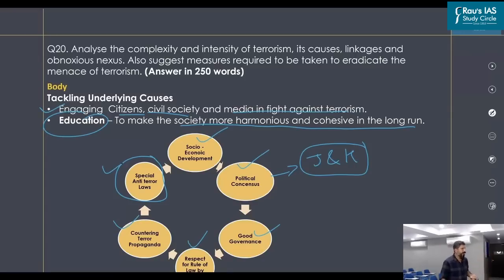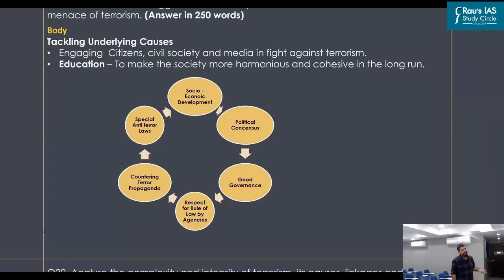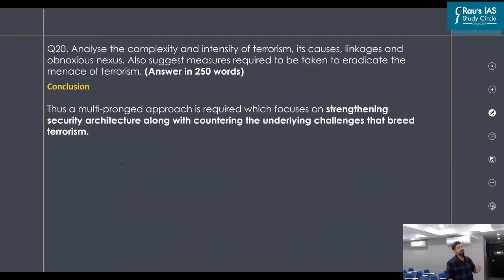Okay. Next part, of course, is the conclusion, where we have handled all the issues, causes, linkages, and finally the measures. We can say that a multi-pronged approach is required, which focuses on strengthening security architecture along with countering the underlying challenges that breed the issue of terrorism. Right? So that is how we break the topic in internal security into different parts.